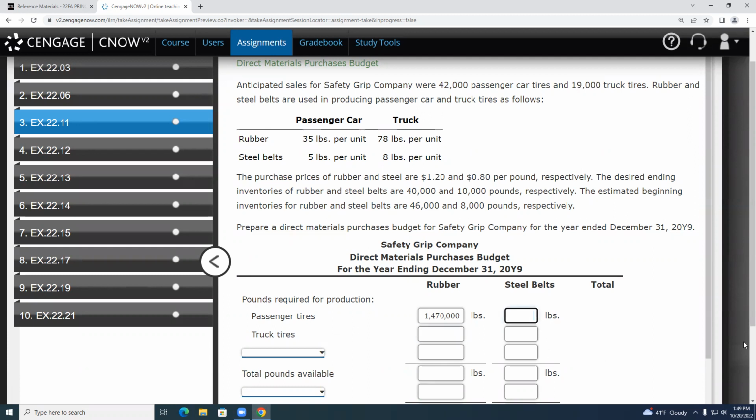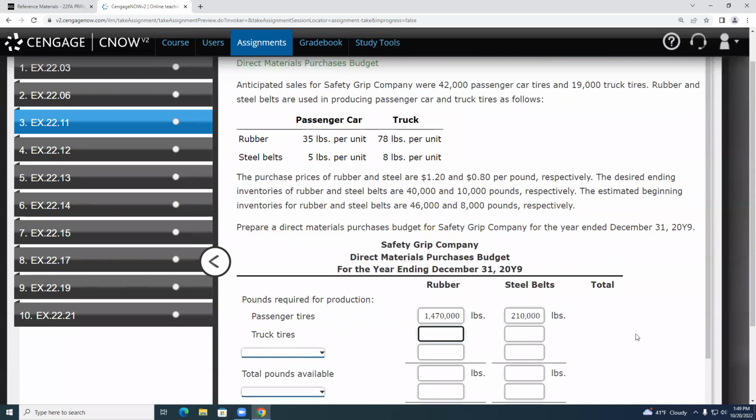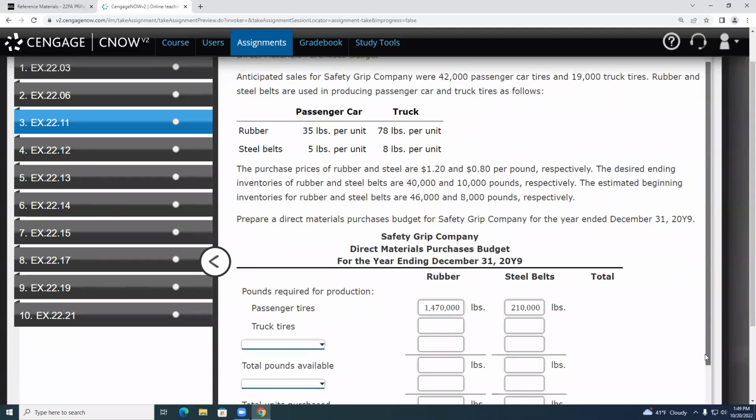Because we're on the passenger tire line, let's go over and do steel belts. Again, 42,000 passenger tires we expect to produce. I wish they had that labeled differently. And each of those passenger tires takes 5 pounds of steel belts. So we will need 210,000 pounds of steel belts for that production. Let's move on to our truck tires then. Go ahead and do that on your own, knowing that we anticipate making 19,000 truck tires.